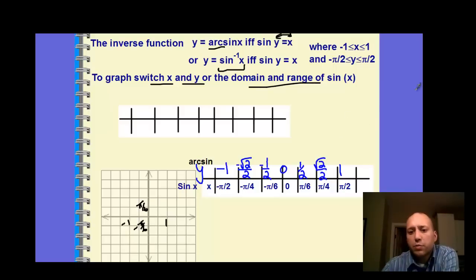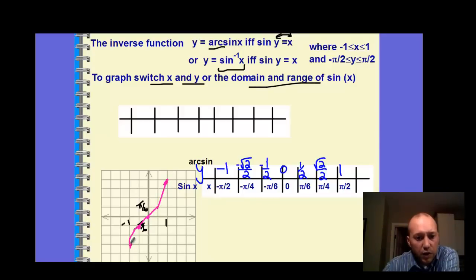So then if I graph these points, at negative 1, we're at negative pi halves, so that's going to be down 3. At negative 1/2, we're at negative pi 6. We're at 0, 0 still. At 1/2, we're up to pi 6. And then at 1, we're up at pi halves. So this would be the shape of the inverse.